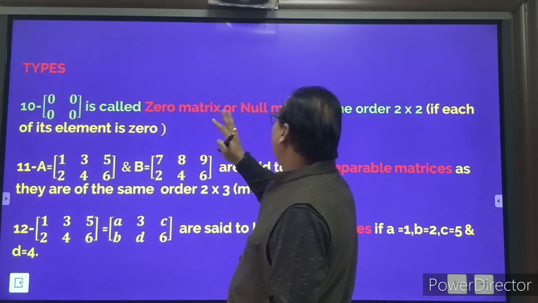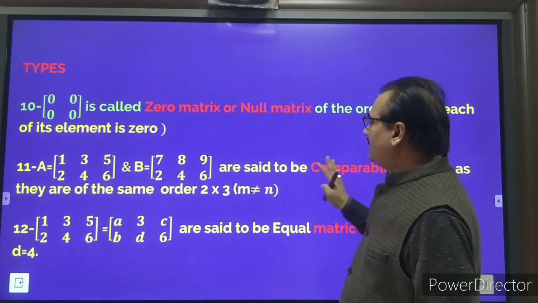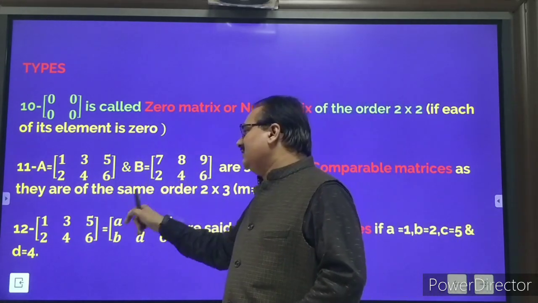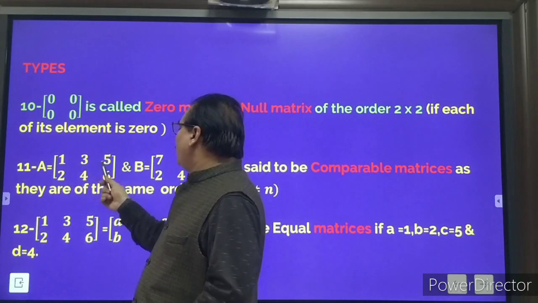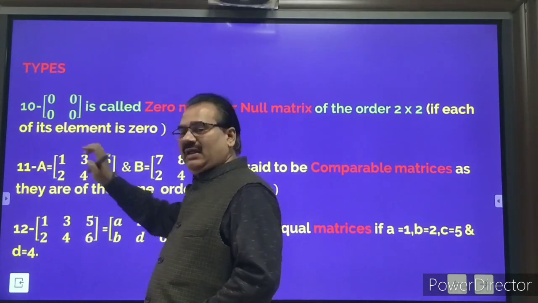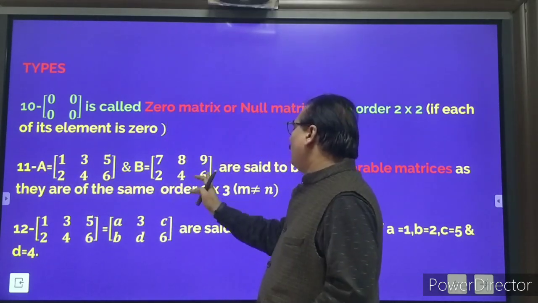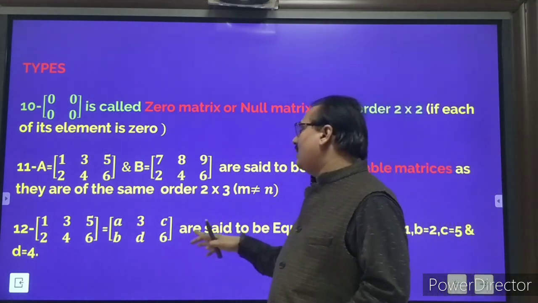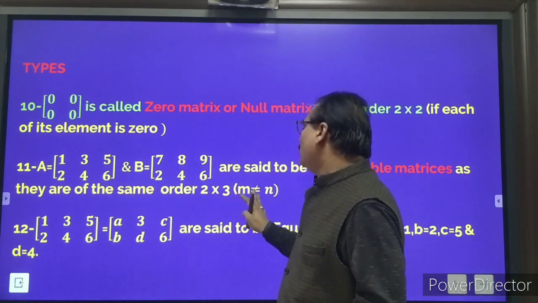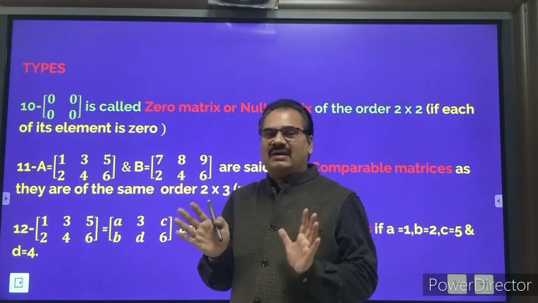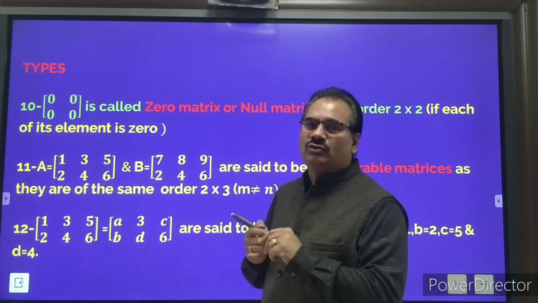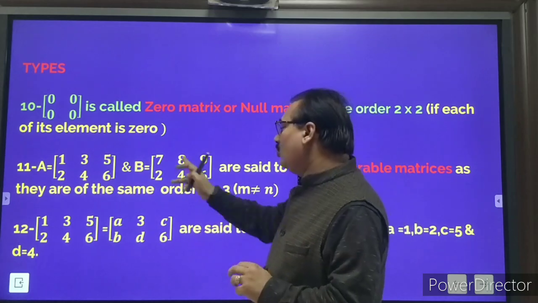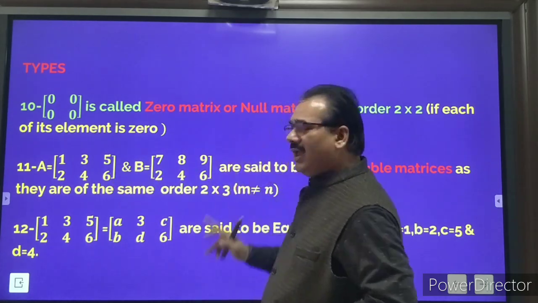What do we call this? Zero matrix or null matrix. Each of its elements is 0. Now 1 2 3 4 5 6, let us suppose this is matrix A, and B is 7 8 9 2 4 6. They are said to be comparable matrices as they are of the same order 2 cross 3. We can call them comparable matrices. Why? Because the order of both is the same: 2 cross 3 for A and 2 cross 3 for B.